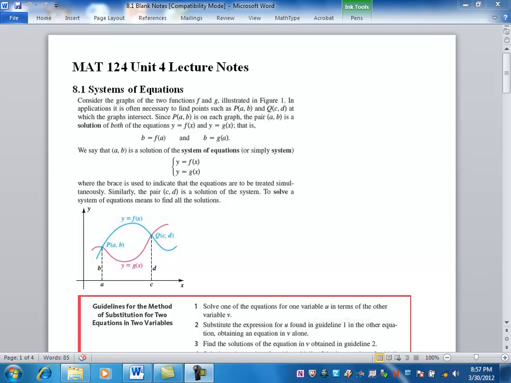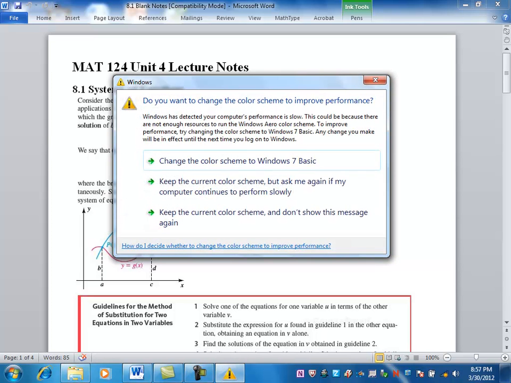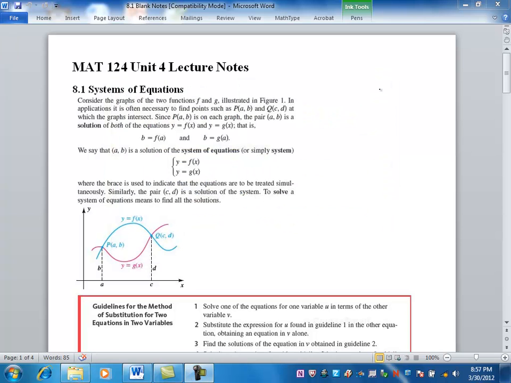And then to wrap things up, we're going to look at arithmetic sequences and series and talk a little bit about that. And then finally we'll wrap things up with a discussion briefly of the binomial theorem. So with that said, let me invite you to jump right in with me as we look at section 8.1 here on systems of equations.